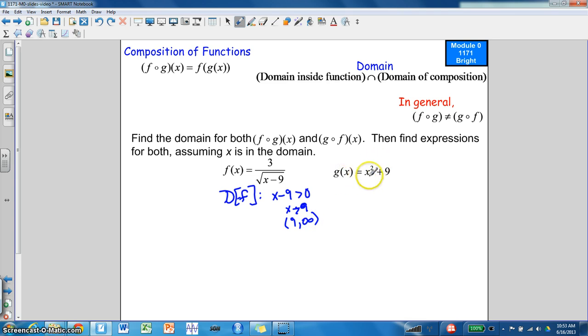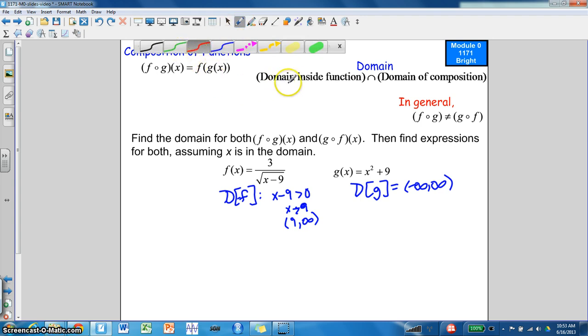Okay, and then the domain for g of x is, this is a second degree polynomial, and so the domain of g is the same as the domain for any polynomial, which is all real numbers, so minus infinity to infinity. Okay, so now I found the domain of both inside functions, but now I need to find the domain of the composition, and in order to do that, you actually need to do a little bit of the algebra first.